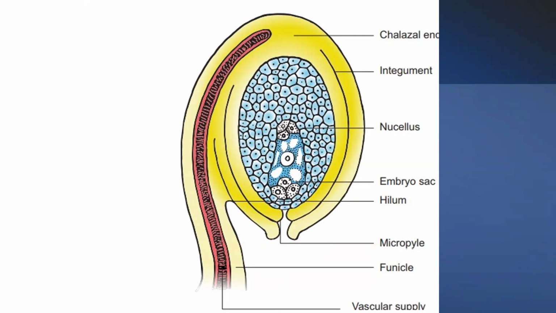I hope you all know what an ovule is. You have learned about ovules in your junior classes also. So I'll just briefly talk about ovules before I get into the discussion about its types. So what is an ovule? Basically, it is the structure that gives rise to and contains the female reproductive cells, right?